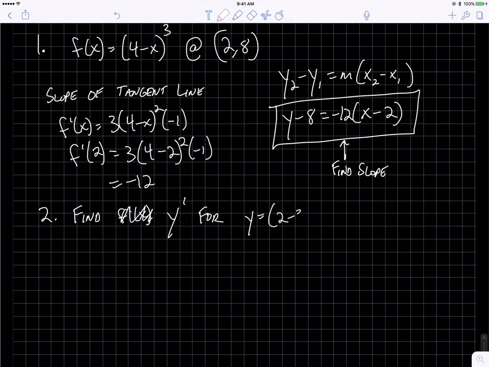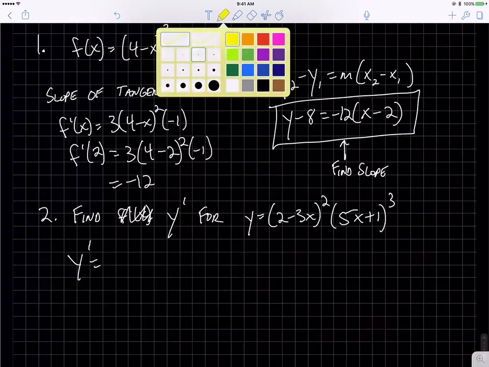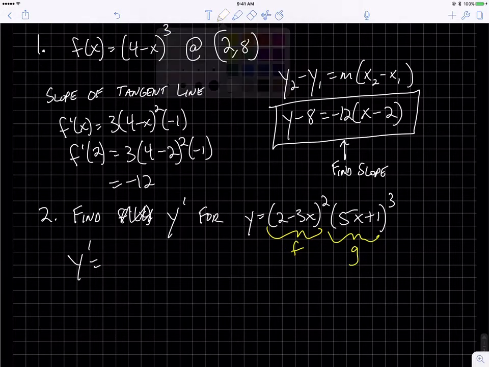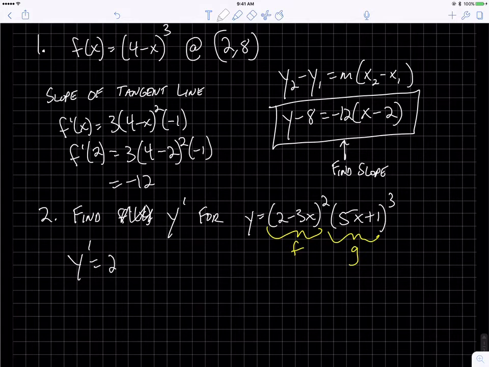I've got one binomial times another binomial. So that's product rule. This part in here is my f, and this part over here is my g. So f prime is a chain rule. Recopy the base, reduce the power by 1 times the derivative of the base. That's my f prime times g plus f.